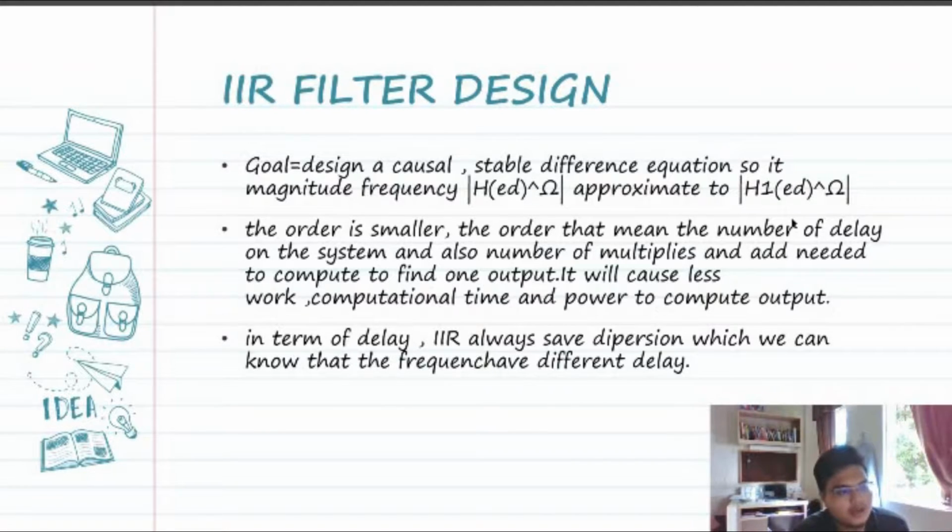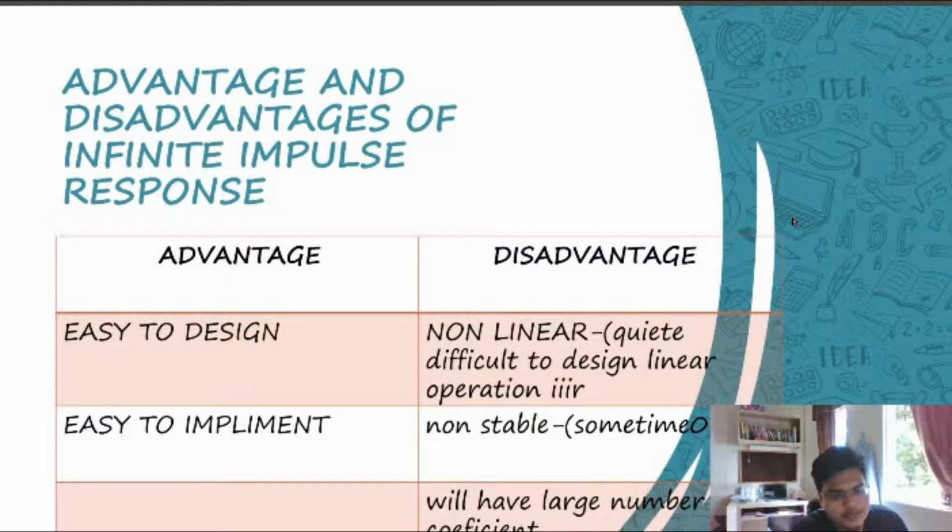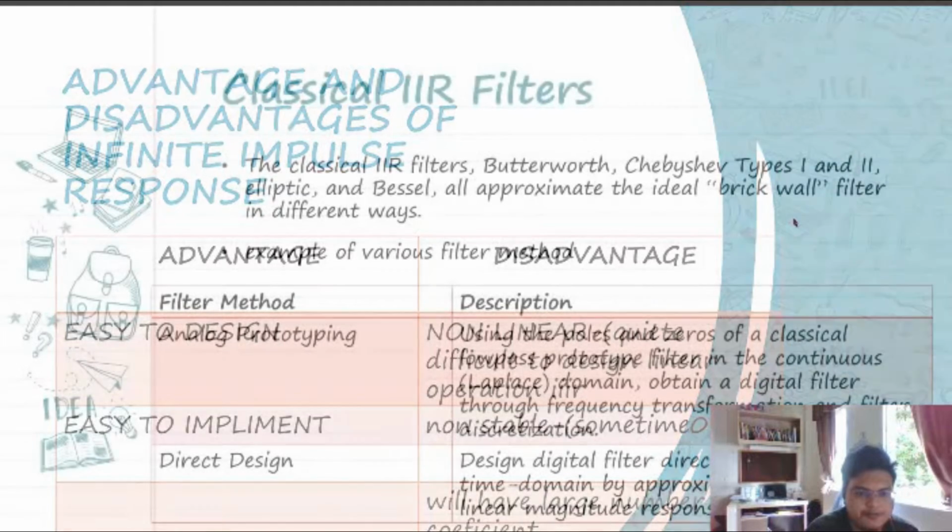In terms of delay, IIR always has phase distortion, which means the frequencies have different delays. The advantage and disadvantage of infinite impulse response: the advantage is that it is easy to design and easy to implement. The disadvantage is that IIR is non-linear, so it is quite difficult to design linear operation. Also, IIR is sometimes non-stable and will need a large number of coefficients.